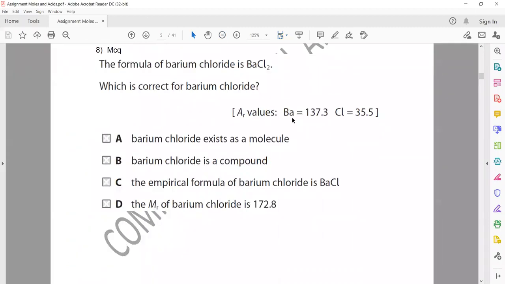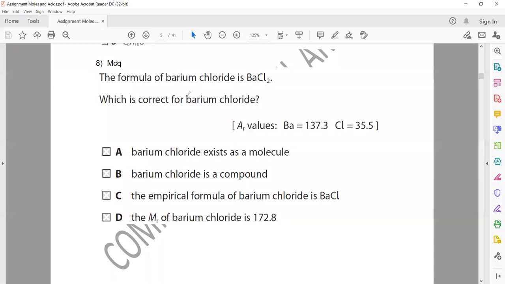In question 8, the formula for barium chloride, which is the correct statement about the barium chloride? Barium chloride exists as a molecule. It's an ionic compound. Ionic compound does not exist as a molecule, so that's wrong. Barium chloride is a compound, that's true. So B is the right answer. What about other options? The empirical formula of barium chloride is BaCl. That's wrong. Actually, this BaCl2 is the simplest ratio of the ions present in the structure.